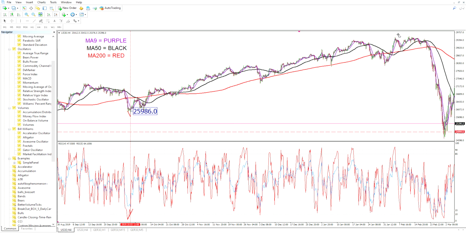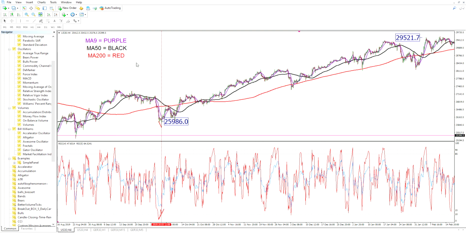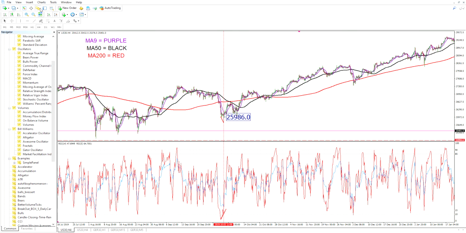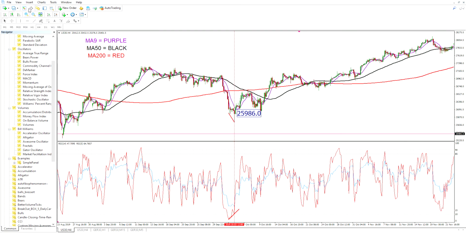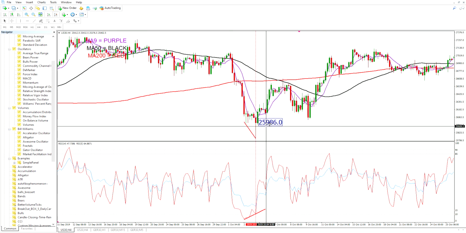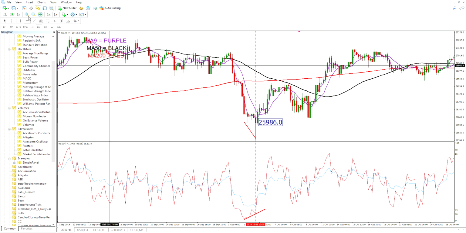Where are we at? Let's just put the left label on for you to see. Bang, 29. So we've gone from, let's just call it 26 to 29.5, a 3,500 pip move. Brilliant. It's exactly what you want to be catching, because the risk reward on that is absolutely superb. It's fantastic.